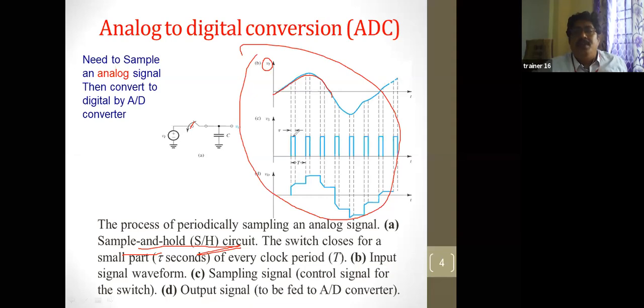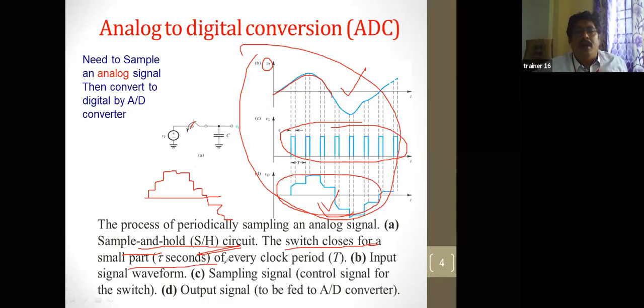It is converting into this form, right? And then it is converting like this. This is the analog signal, and this is the digital signal. In between, there is this sampling. That sampling signal will go like this. The switch closes for a small part, t seconds, for every clock period T. Like this will be obtained on an oscilloscope. We can observe everything clearly with some electronic devices.